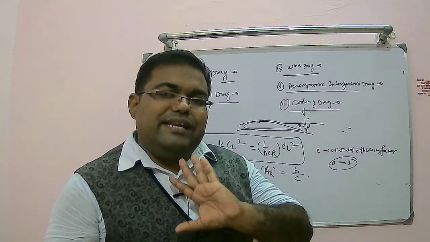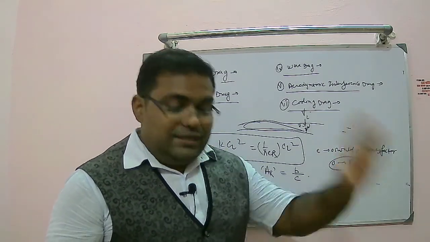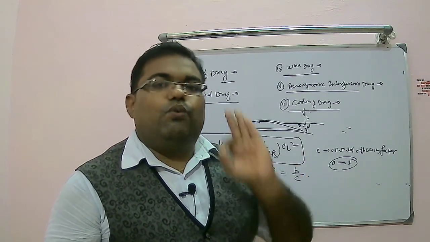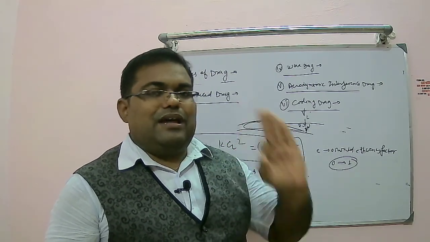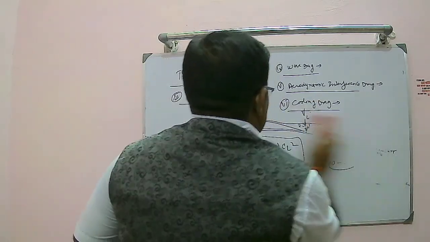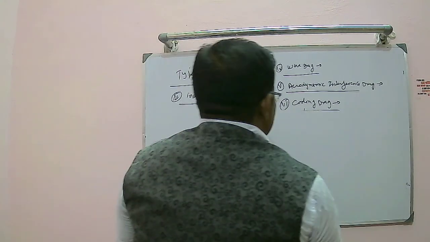Even though it has a very negligible contribution to drag, it is a part of drag, right? When you are calculating total drag, even 0.01% of total drag has a meaning in performance calculation. So this is known as cooling drag. The next one is parasite drag.